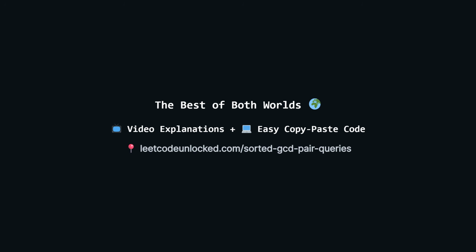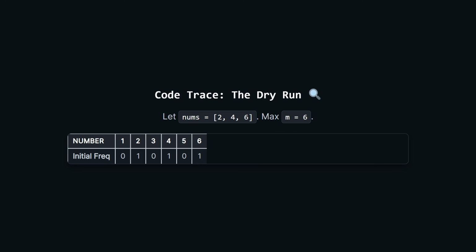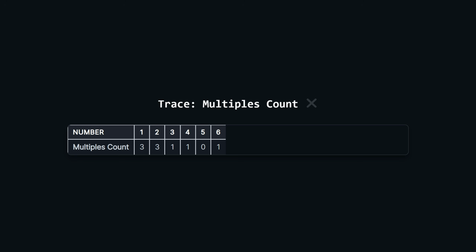Now let's trace a quick example so you can visualize the math. Imagine our list only has the numbers 2, 4, and 6. The max is 6. We start by counting them. We have 1, 2, 1, 4, and 1, 6. Everything else is 0. Next, we count multiples.